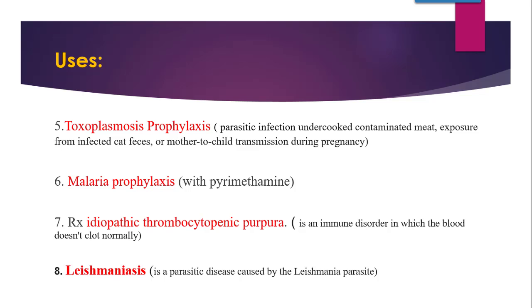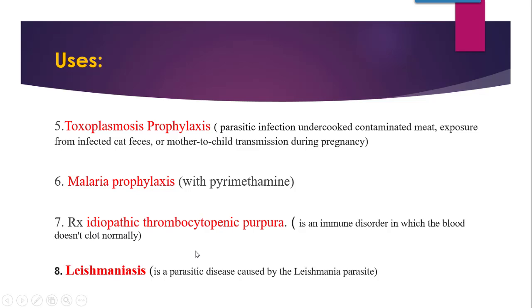Next is toxoplasmosis prophylaxis. In the prophylaxis of toxoplasmosis as well as malaria prophylaxis, it is used as a prophylactic agent. Toxoplasmosis is caused due to a parasite only. It is a parasitic infection, due to reasons such as undercooked contaminated meat, or cat feces, or mother to child during the pregnancy, it is getting transmitted. In malaria prophylaxis also it is used, in conjunction with pyrimethamine or in combination with pyrimethamine.